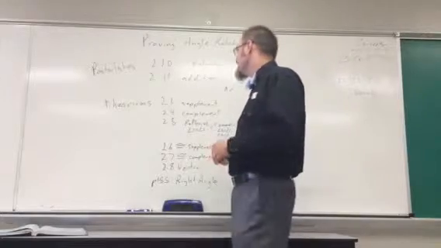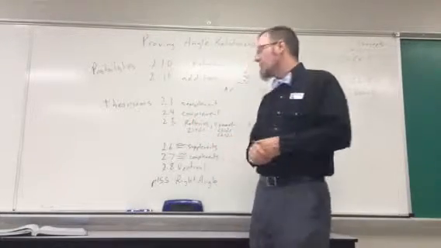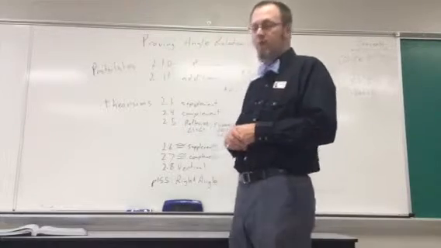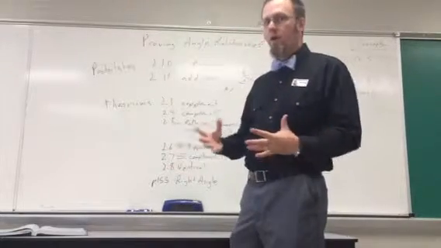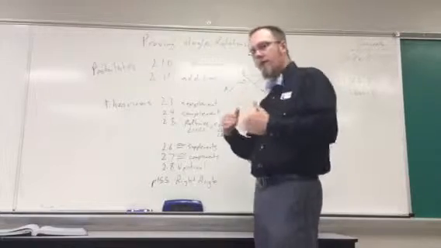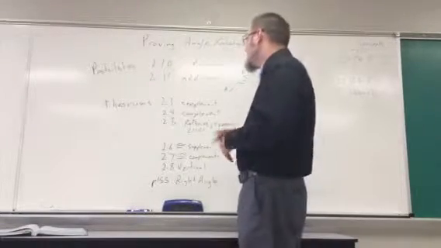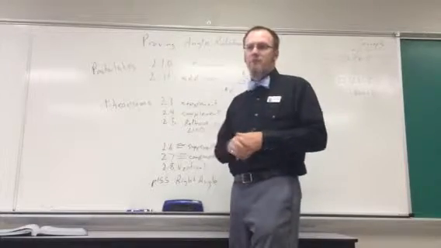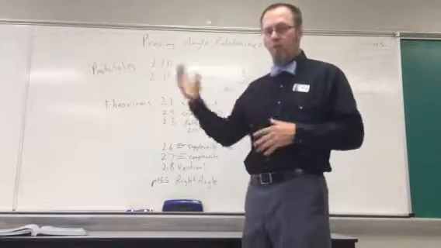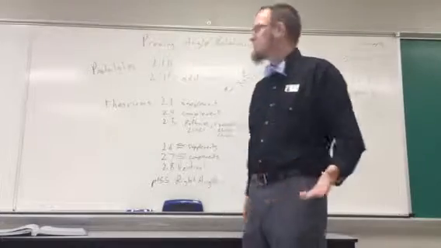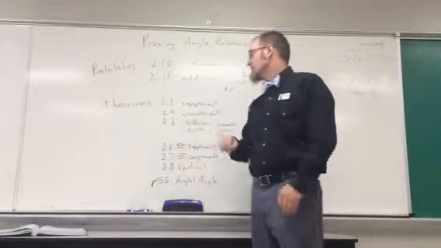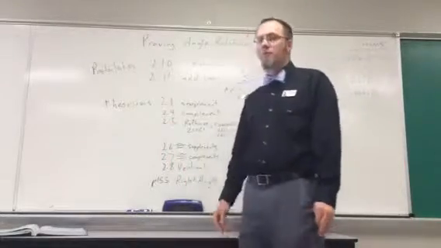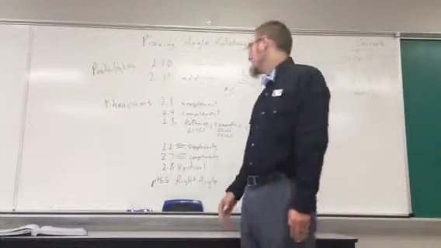A lot of theorems here. 2.3 supplement, so two angles that form 180 degrees or add up to 180 degrees are supplemental no matter where they are located. Usually it's a linear pair, but it does not have to be. 2.4 would be complement. Two angles add up to 90 degrees. Again, no matter where they are, they don't have to be adjacent, they don't have to be next to each other.